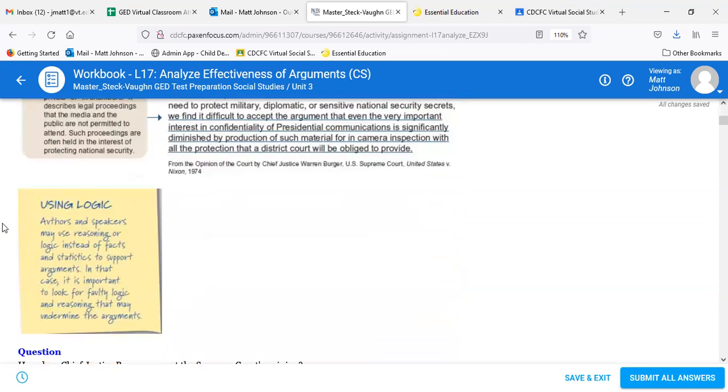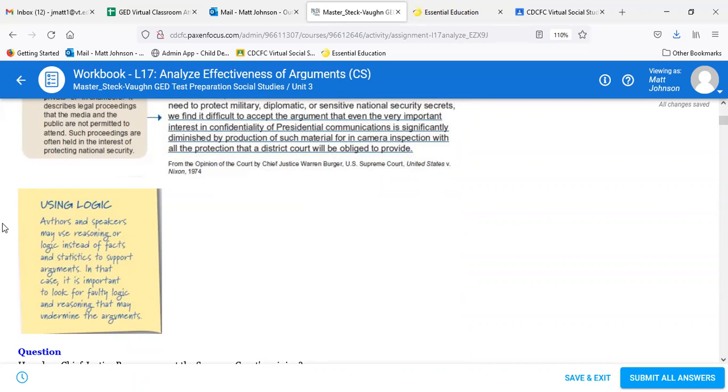All right. And so it says here, authors and speakers may use reasoning or logic instead of facts and statistics to support arguments. In that case, it is important to look for faulty logic and reasoning that may undermine the argument. So we talked about this, right? Types of faulty reasoning, either-or statements and things like that. So are they using faulty reasoning or logic when they're relying on that, when they're not using evidence?